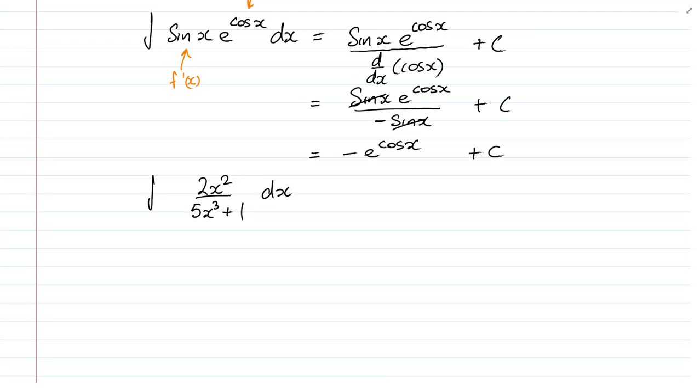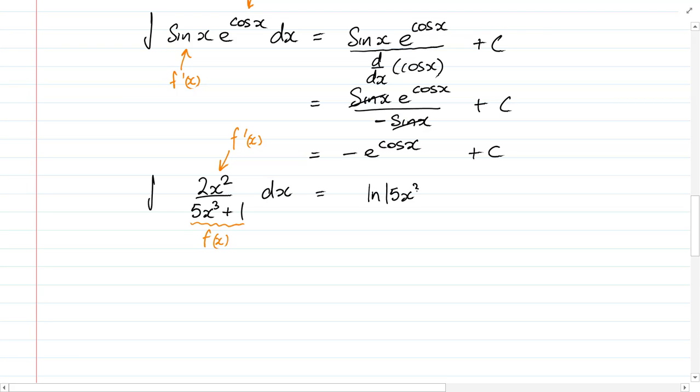So let's have a look at this and identify some things first of all. This is my f of x, and this is my f dash of x. And this is a pretty standard type of question. The result is that my f of x is part of a bigger picture, 1 over 5x cubed plus 1, and that of course goes to log of 5x cubed plus 1 when I integrate that. But we still have this 2x squared multiplier there, and of course we have to divide by the derivative of 5x cubed plus 1.